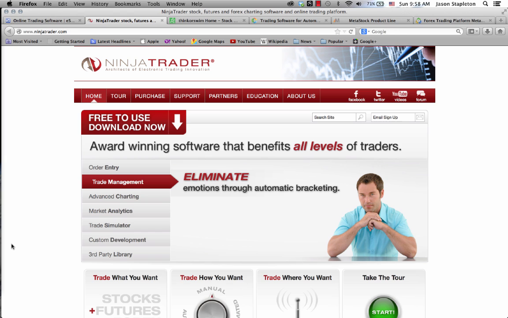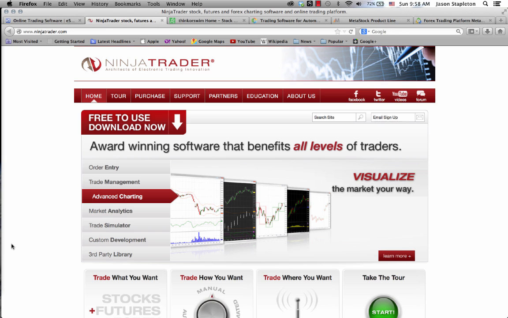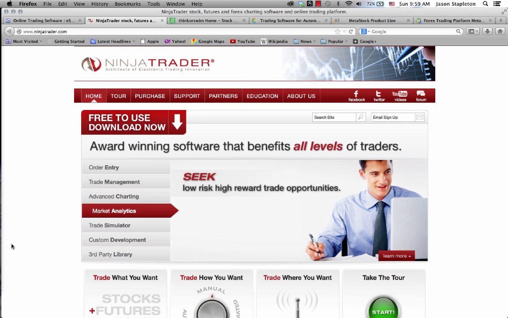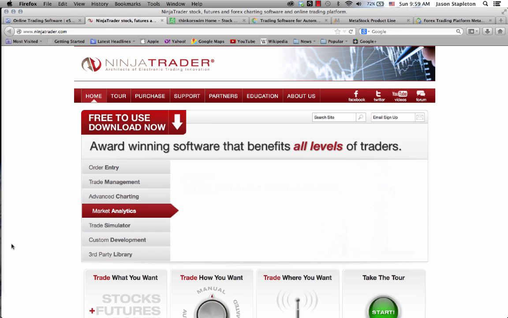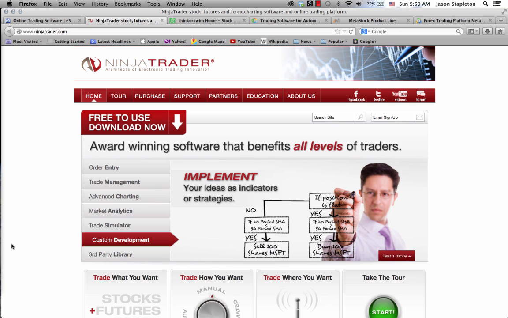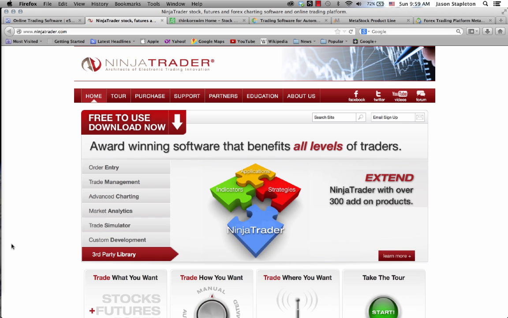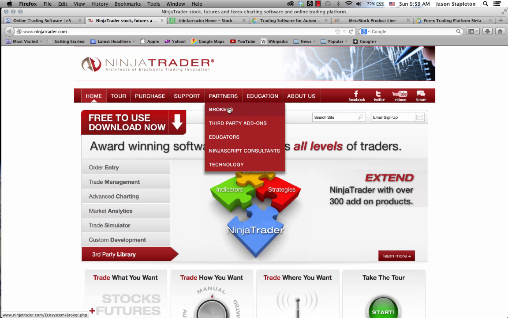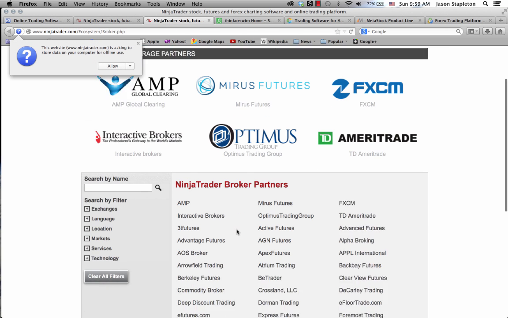Now, the benefit of NinjaTrader above eSignal is that it's absolutely free until you decide to trade live. So as you're going through your demo accounts and trading, you're going to be able to use this platform and get used to it before you have to start spending a monthly fee on it. The good thing about NinjaTrader is that the monthly fee is only $50 a month instead of $150 a month. So it's actually really, really nice. And there's a lot of partner support here. Here's a list of the brokers.